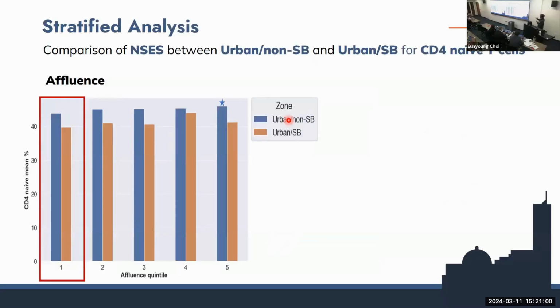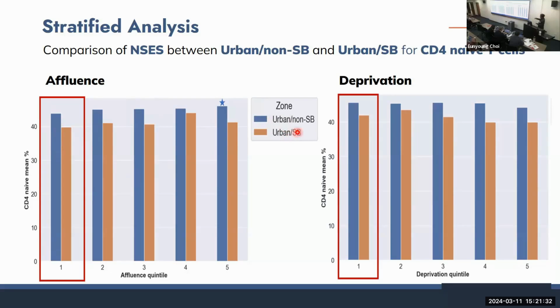Since urban regions within the stroke belt and non-stroke belt are shown to be different, we want to see if they have any difference based on the level of affluence or deprivation. Based on this chart, we could see that for each level of neighborhood affluence, the orange bar, which corresponds to urban region within non-stroke belt states, has more CD4 naive percentage than urban region within the stroke belt states. We could see a similar trend for deprivation as well, though there is no statistical significance.